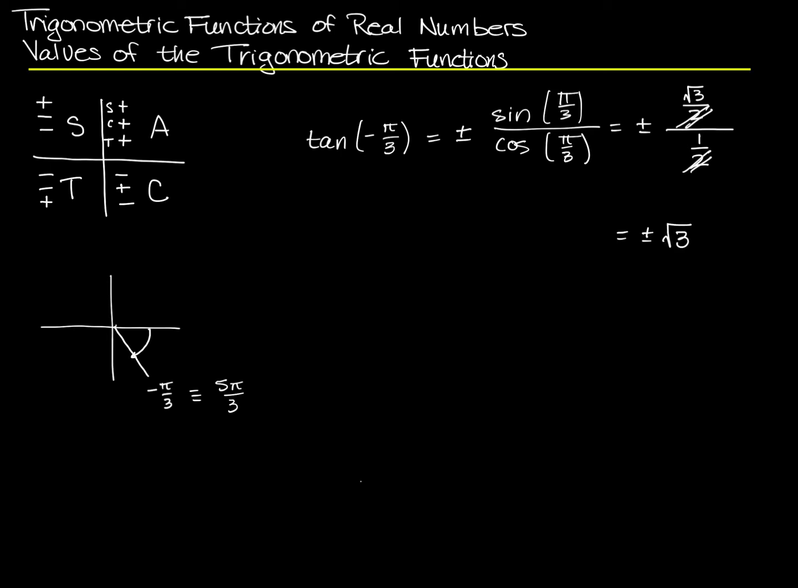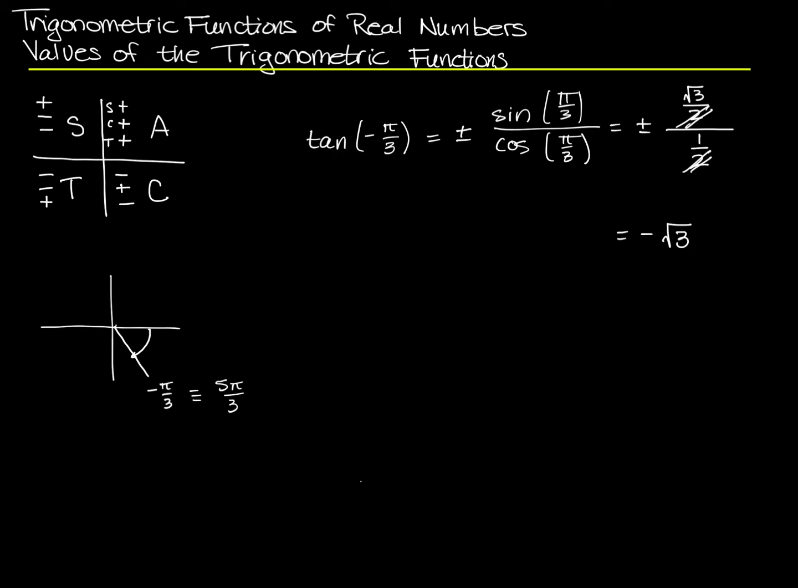Now this plus or minus business has to do with which quadrant I'm in here. We know that tangent is positive in quadrant 1 and in quadrant 3. Everything's positive in quadrant 1, but only tangent and cotangent are positive in quadrant 3. We are in quadrant 4. Only cosine and secant are positive there. Tangent must be negative. So I have negative the square root of 3 as my answer.